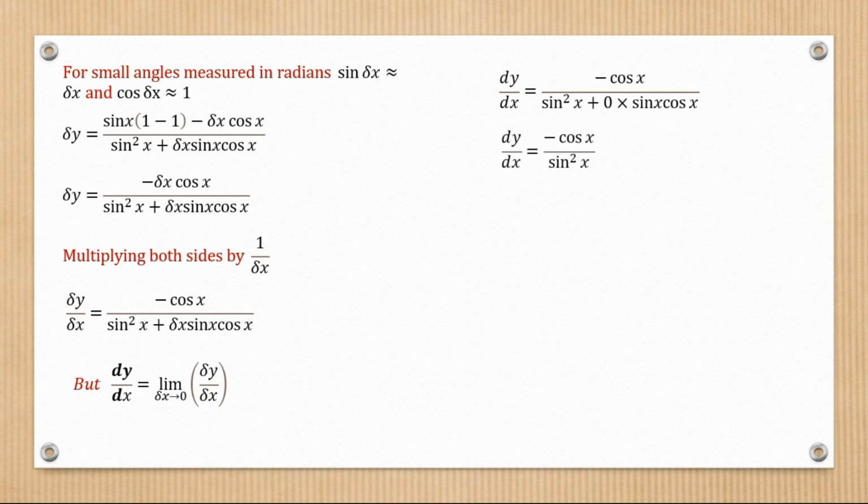So now we're left with negative cos x divided by sine squared x, which can also be split as negative cos x over sine x times 1 over sine x, of which negative cos x over sine x is a negative cot x, and then 1 over sine x is cosec x. So therefore the derivative of cosec x is negative cot x cosec x, and that's the answer that they wanted.